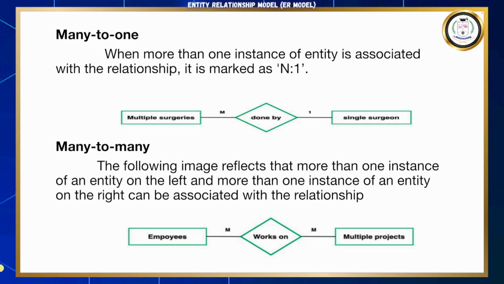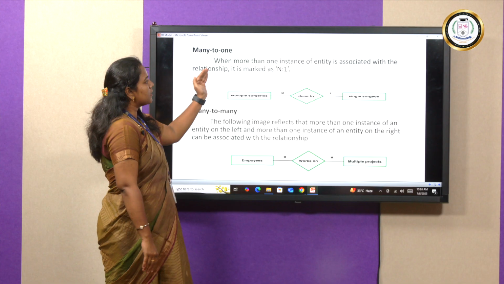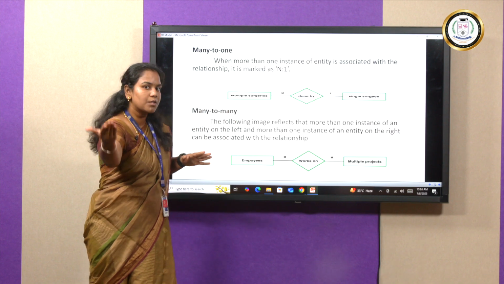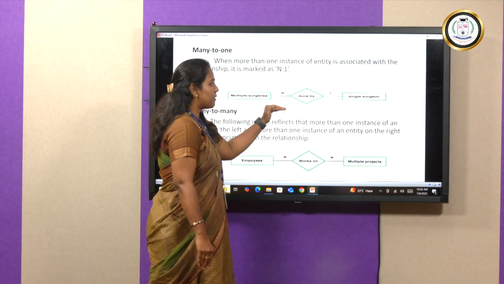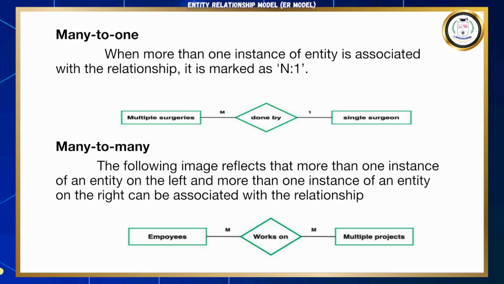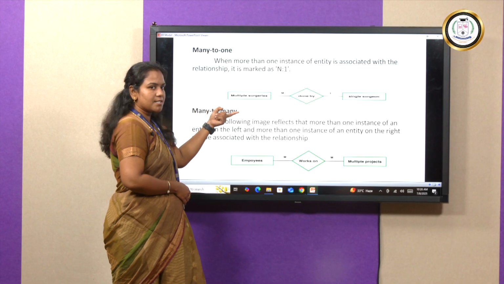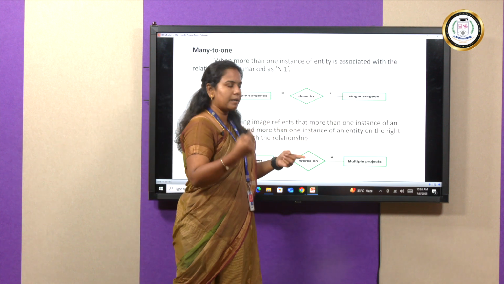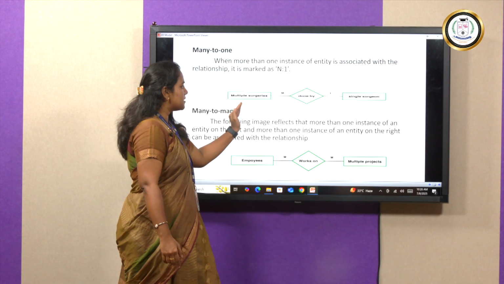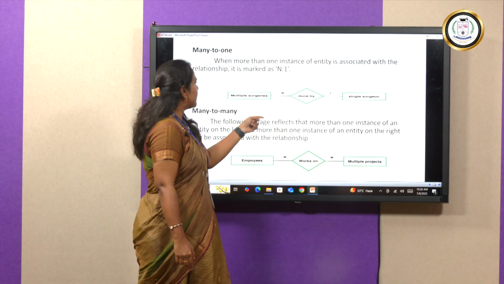The next one is many-to-one. It is like the previous 1:n one. More than one instance of an entity is associated with one instance of an entity, that comes under a many-to-one. Here multiple surgeries done by a single surgeon. A single surgeon can do n number of surgeries, or a single student can do n number of projects, that comes under a many-to-one. Multiple surgeries is many instances, so it is considered as M. Single surgeon is one person, so it is considered as a 1. So multiple surgeries done by a single surgeon is a many-to-one relationship.